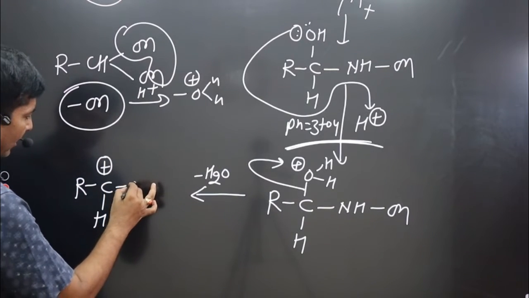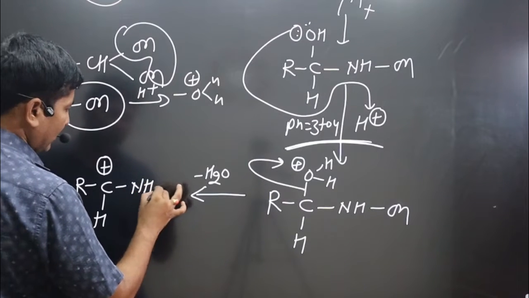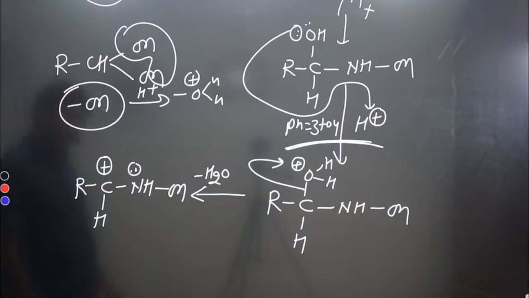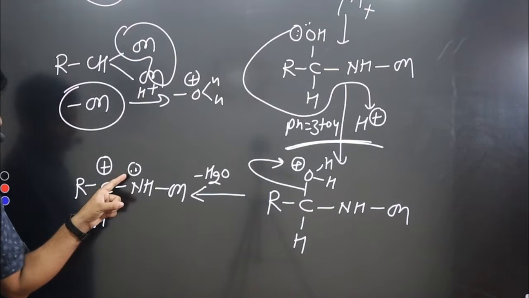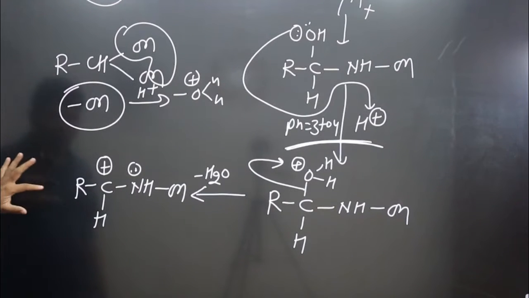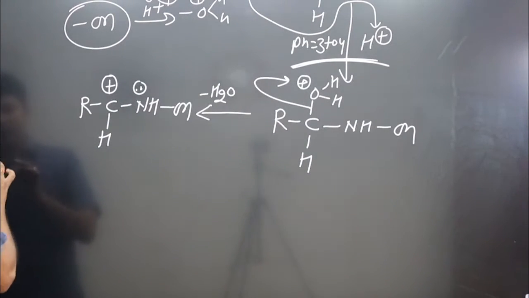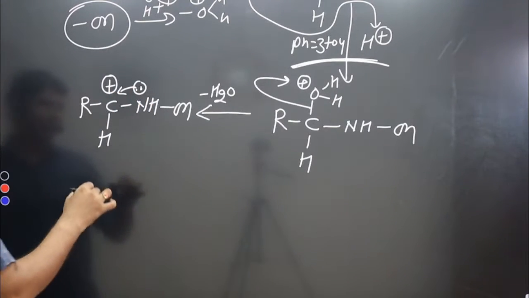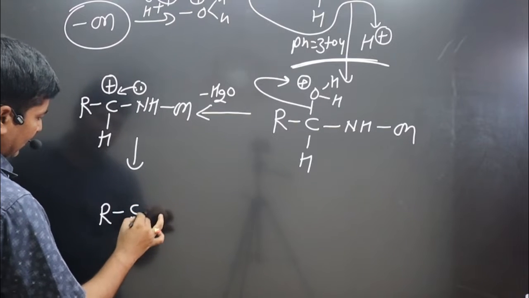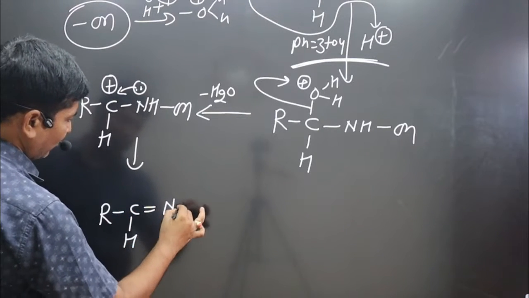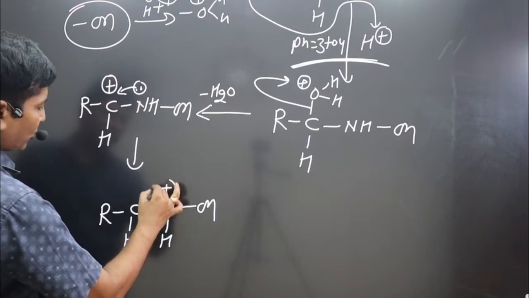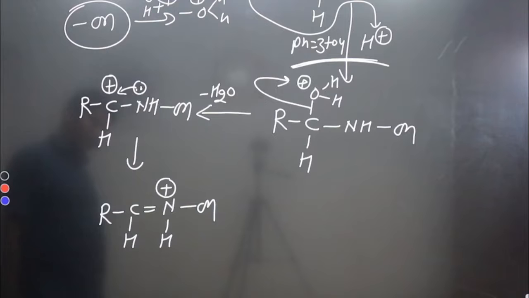One hydrogen is attached, and on the other side we have nitrogen with H, and we have OH. Keep in mind this nitrogen has a lone pair. This lone pair electron density will have a tendency to move towards the positive charge due to attraction. So it will create a double bond. So we have R, CH, double bond, and nitrogen with H and OH. Now since nitrogen is losing its electron pair, it will carry positive charge.